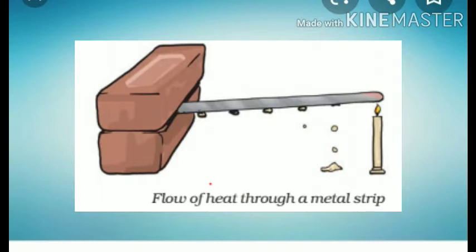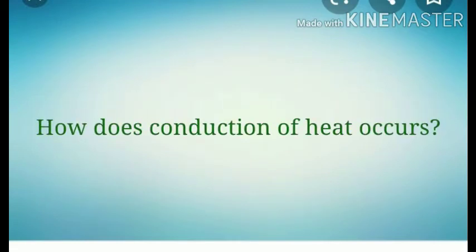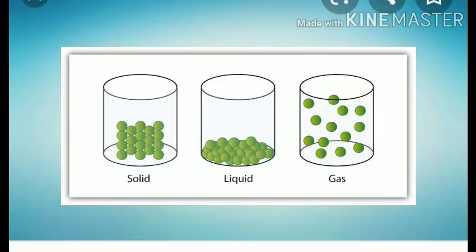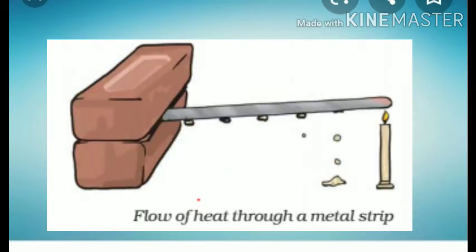What happens to the wax pieces? Do these pieces begin to fall? Which piece falls the first? So we want to check how does the conduction of heat occur. In a solid, the molecules are closely arranged. When a solid is heated, the molecules near the source of heat gain thermal energy and begin to vibrate faster.